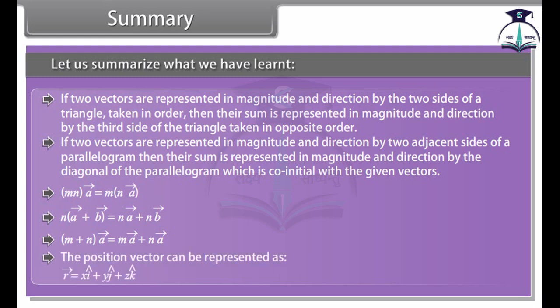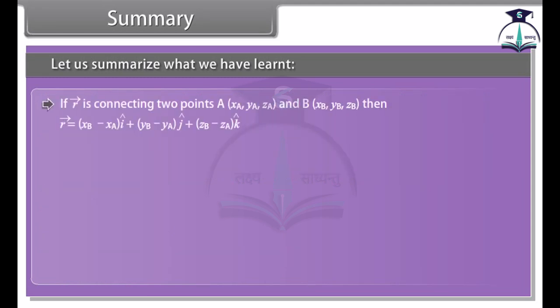The position vector can be represented as vector R equals x cap i plus y cap j plus z cap k. If vector R is connecting two points A (xa, ya, za) and B (xb, yb, zb), then vector R is equal to xb minus xa cap i plus yb minus ya cap j plus zb minus za cap k.